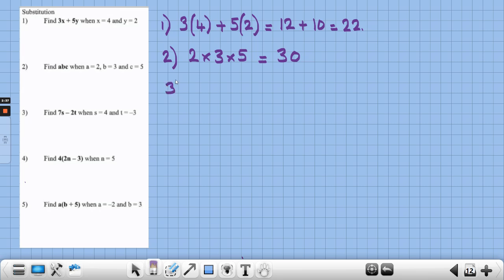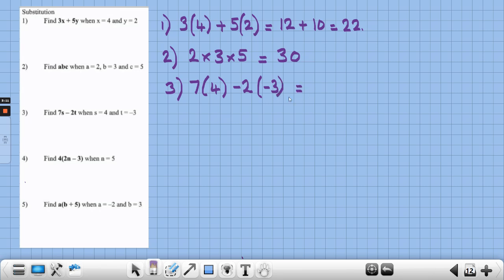Okay, question 3. Question 3, we've got 7s minus 2t. And we're told that s equals 4 and t equals minus 3. So we might just have to be a bit careful with that. 7s, so that's going to be 7 multiplied by 4. And then we've got minus 2 multiplied by, and t is equal to minus 3.